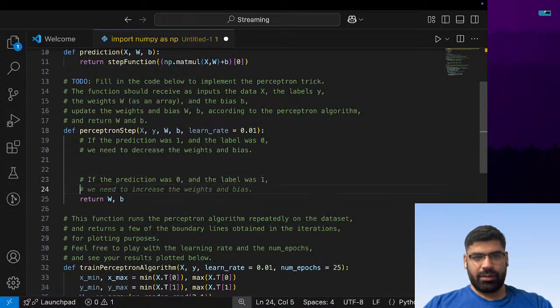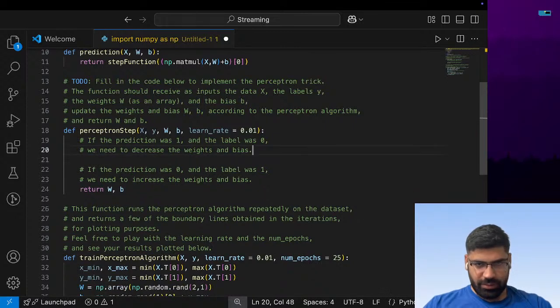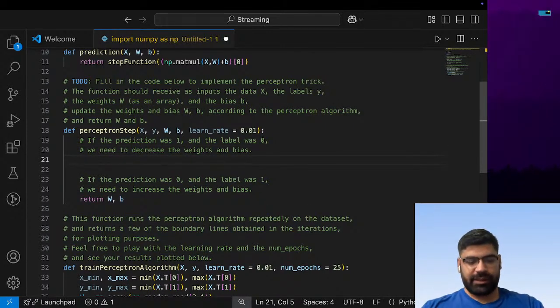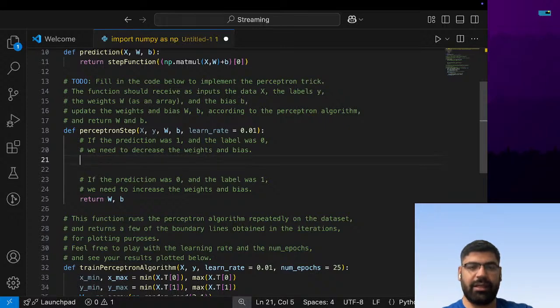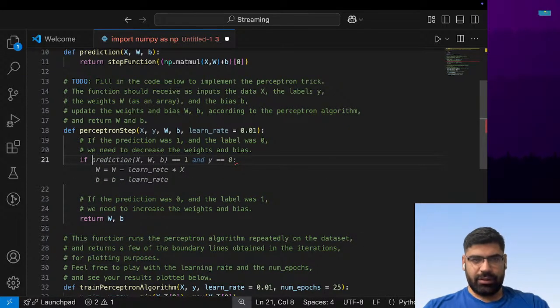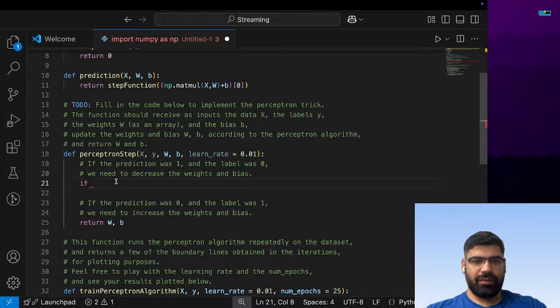And here, this is nice. GitHub Copilot is pretty good in this case, I guess, with the comments. So we know the prediction was 1, basically it was set to be positive, but it technically was negative. So how we do it, if the learn rate is 0.01.